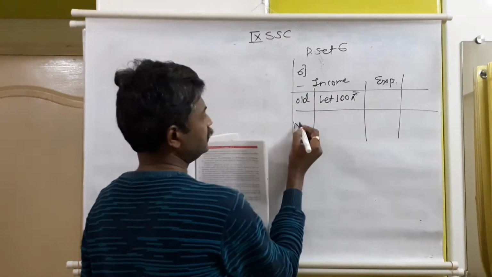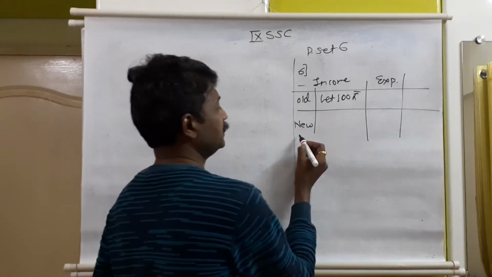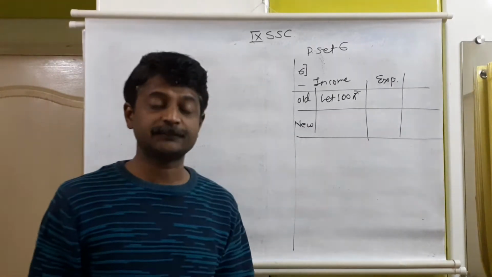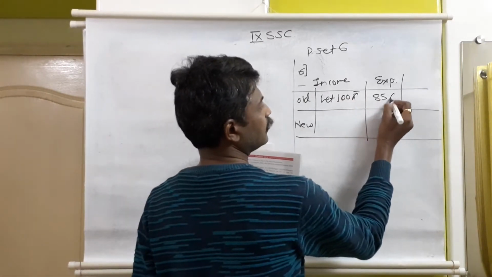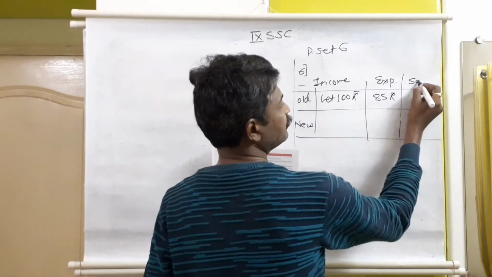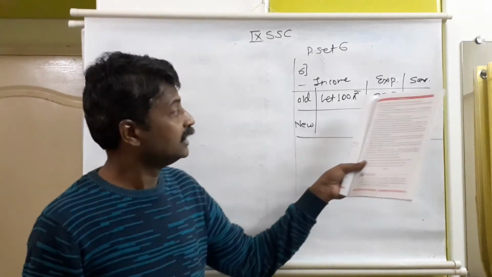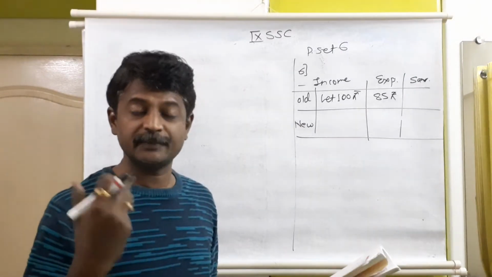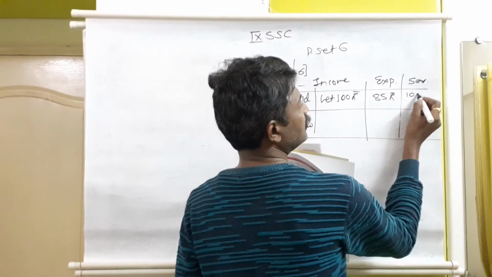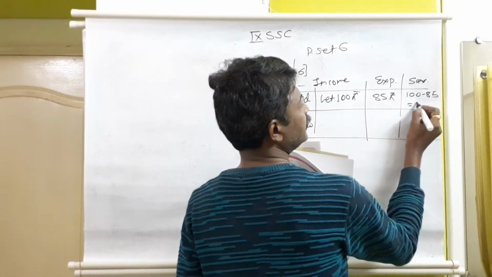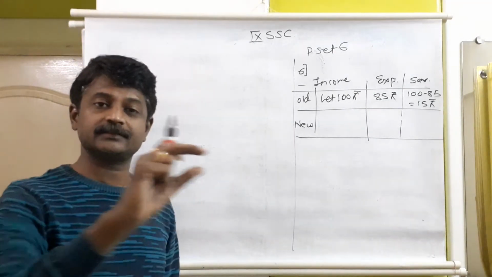Now old and new values after the additional amounts. Let his old income be 100 rupees. How much is the expense? 85%. Out of 100, 85% means 85 rupees. And here we will get the saving. 100 rupees is income, 85 is spending, expenditure. Saving is income minus expenditure. So 100 minus 85 leaves 15 rupees as his saving in the first case.